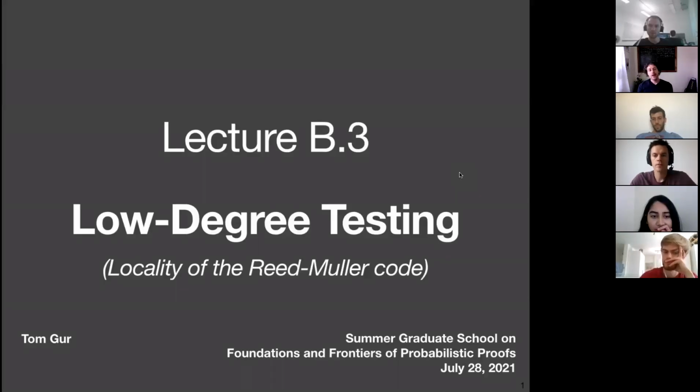Okay, hi everyone. We're going to deal today with low degree testing. And the subtitle of today's lecture would be the locality of the Reed-Muller code. So if you see, it's already quite analogous to what we had yesterday. Yesterday we talked about linearity testing, and it corresponds to the Hadamard code. And today we're talking about low degree testing, just higher degree polynomials instead of linear functions. And they correspond to the Reed-Muller code, which is by far my favorite code.